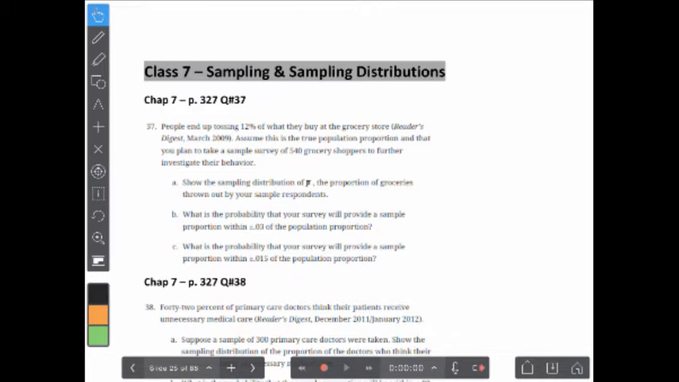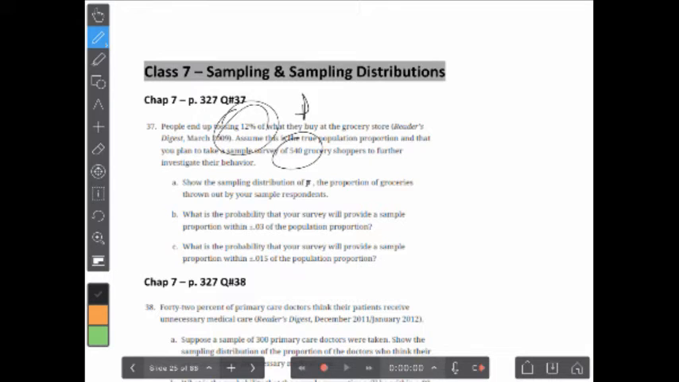When it says show the sampling distribution of P-bar, what it's asking is to provide the parameters of that sampling distribution. So here is what we believe the population proportion to be, 12%, because it said people end up tossing 12% of what they buy at the grocery store. We didn't get that 12% from a sample. So that's the population proportion P. And then we have a sample of 540 grocery store shoppers.